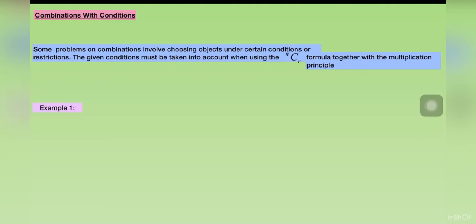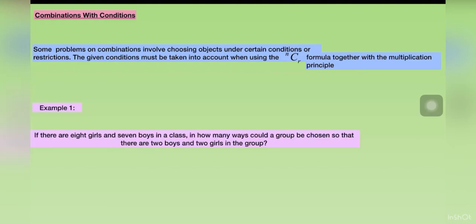Example 1. If there are 8 girls and 7 boys in a class, in how many ways could a group be chosen so that there are 2 boys and 2 girls in the group? So we have 8 girls and we want to choose 2 girls, so 8C2, times 7 boys and we want to choose 2 boys, 7C2. So we have 588 ways.